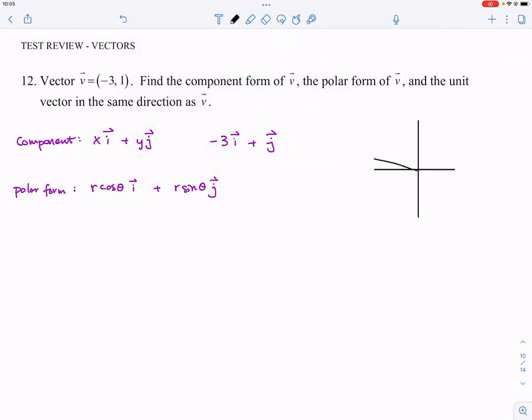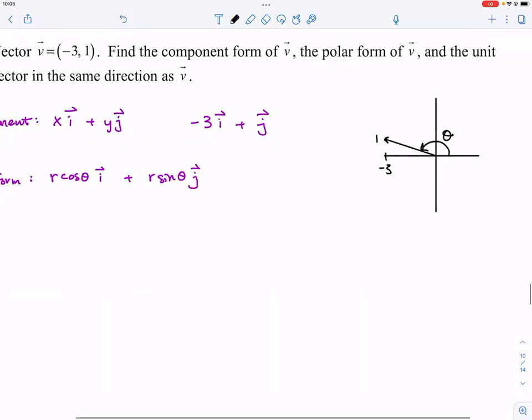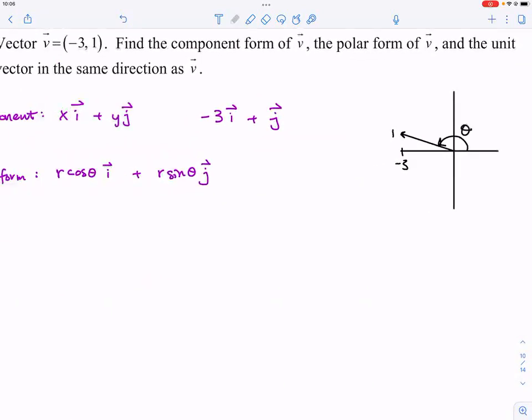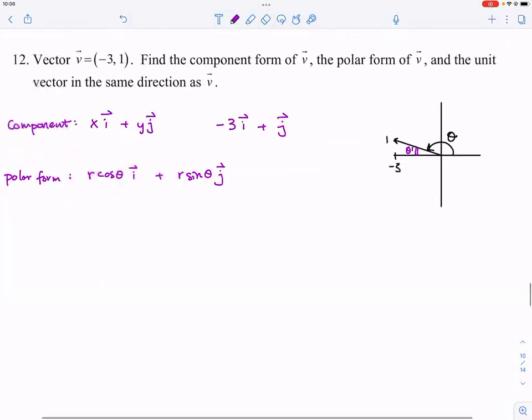So -3, 1, so it would be something like this. So this would be your theta. Okay, this will be your theta. So this is -3. That's 1 right here. Okay, so what you can do is to find out this little angle right here. Let's call it theta prime, and then you can subtract from 180 to find out what it is.